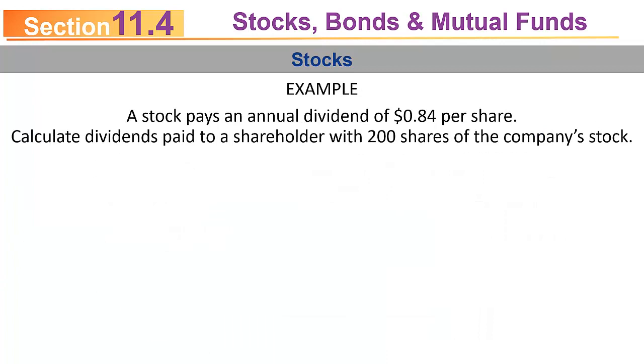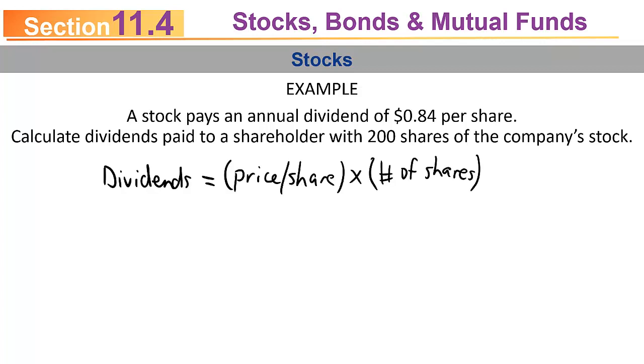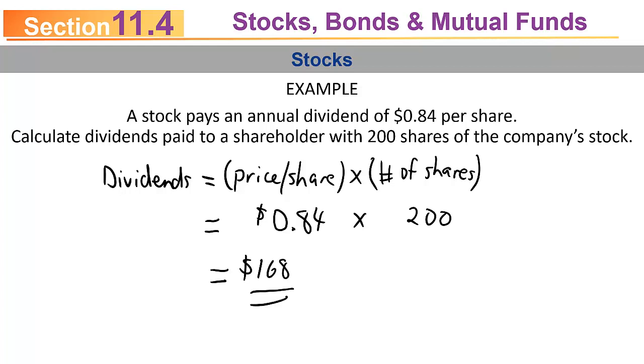Here's an example. A stock pays an annual dividend of 84 cents per share. Calculate dividends paid to a shareholder with 200 shares of the company's stock. It's as simple as it looks. Dividends are the price per share times the number of shares. So the price per share is 84 cents. The number of shares that the shareholder owns is 200. 200 times 0.84 is $168. So that stock would pay $168 annual dividend to that particular stockholder with 200 shares of stock.